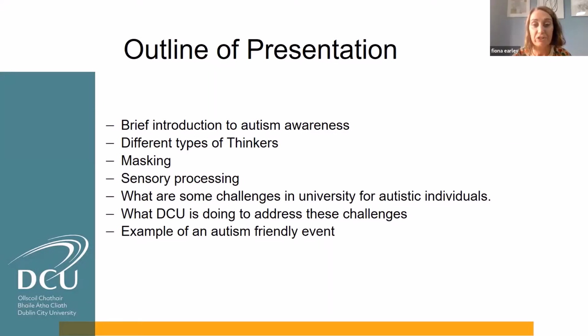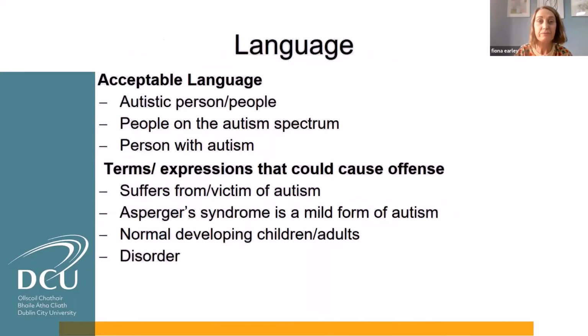And then I'm going to talk about some challenges that students might face in a university, but we can also translate that to any environment. It could be a shopping centre, it could be school, it could be the workplace. And just a little bit around what DCU is doing to address these challenges, and then to condense it into an example of an autism-friendly event.